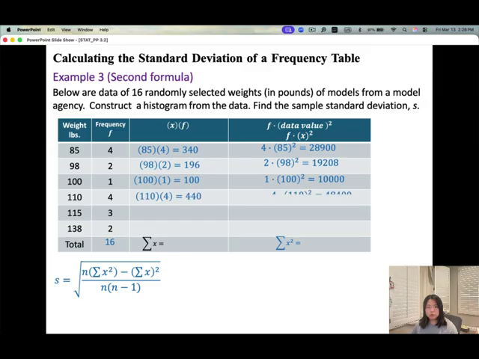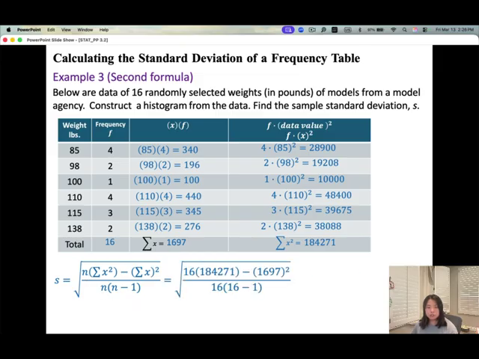Okay, check your work. And then add it all up here. That will be your summation x. And then add it all up here. That will be summation x squared. And it's going to be 16 again.